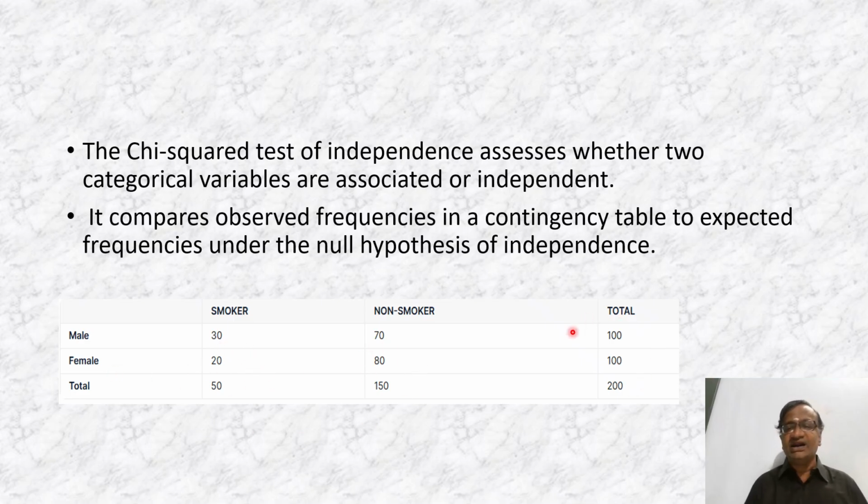Total is 100, 200. So this test tells whether there is an association between the categorical variables. What are the categorical variables? One is sex, another is smoking. Is there an association between male and smoking? Is there an association between female and non-smoking? This is what the contingency table chi-square test tells.